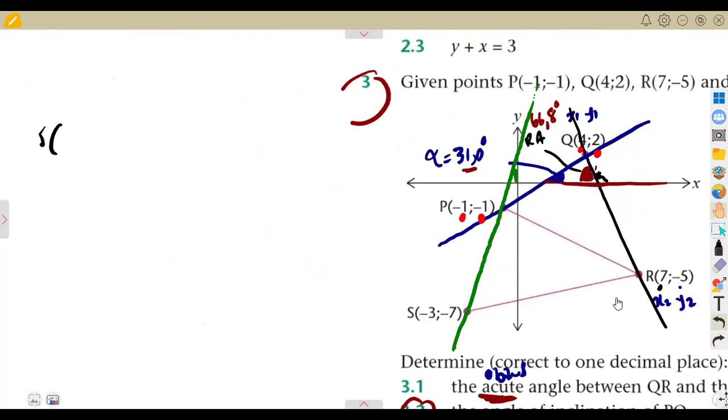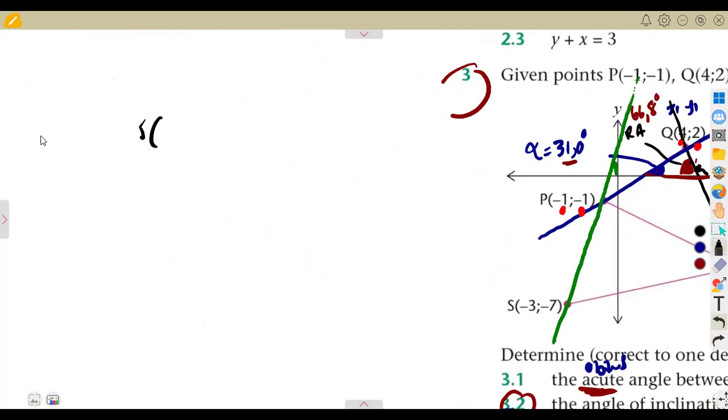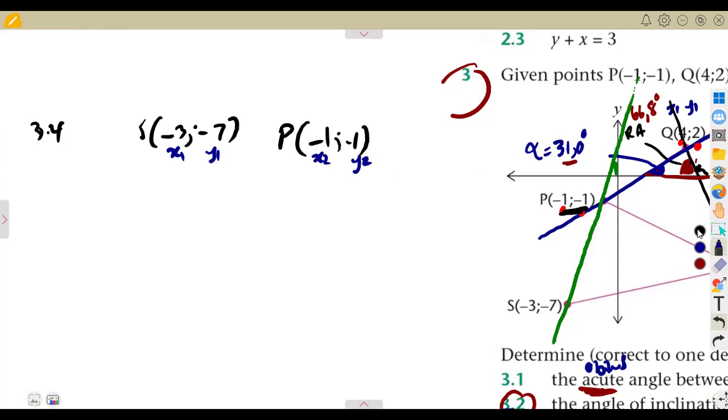All right, so this is 3.4. So SP, so the point S, remember this is -3,-7, and P is given as -1, -1. So you can calculate your gradient still using the same concept, x1, y1, this is x2, y2. So meaning to say the gradient of SP from y2 minus y1 is going to be -1 minus y1. Our y1 is -7.